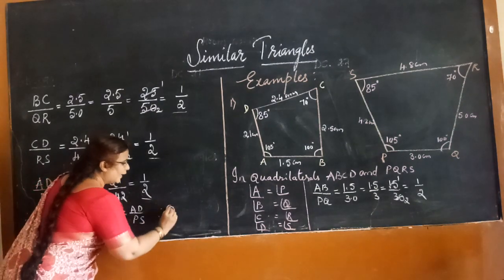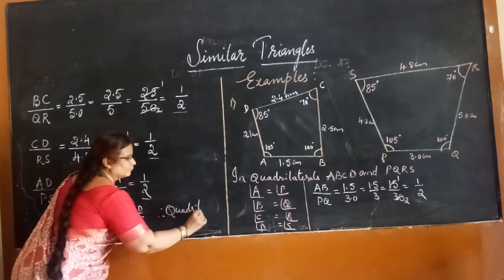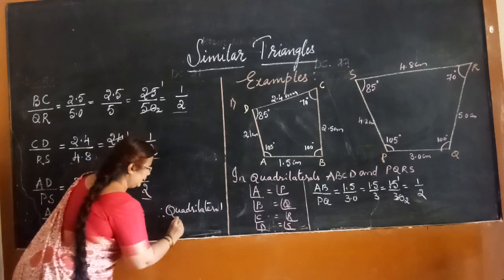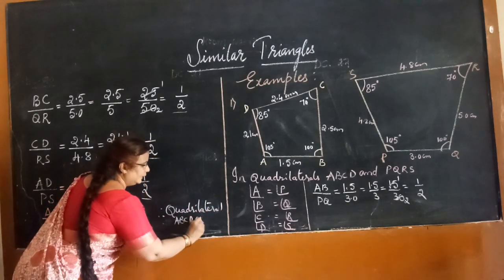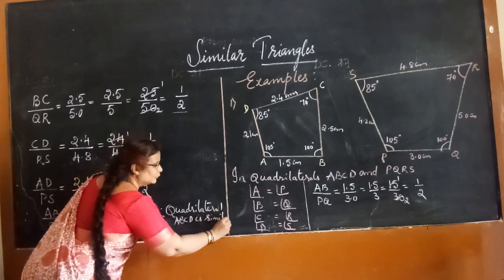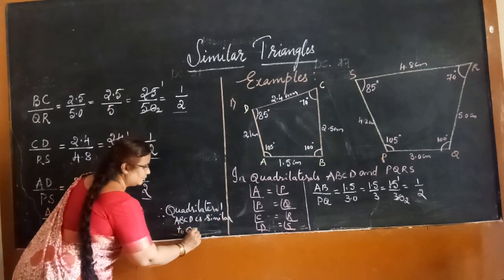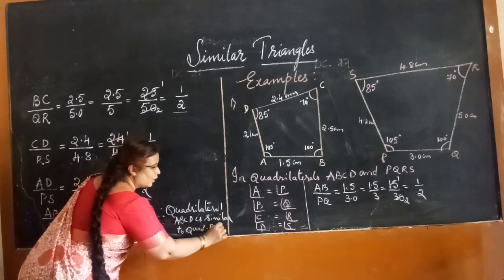Therefore, quadrilateral ABCD is similar to quadrilateral PQRS.